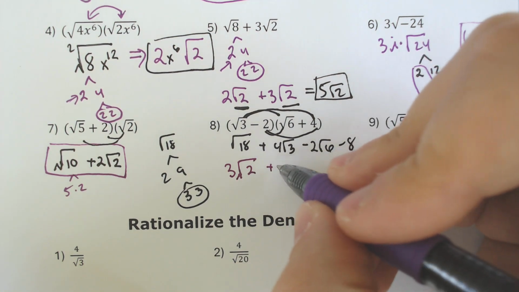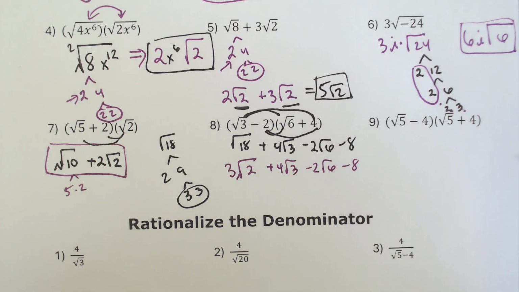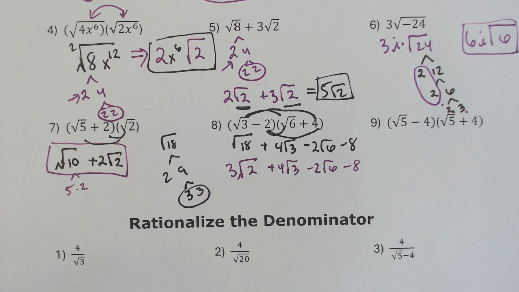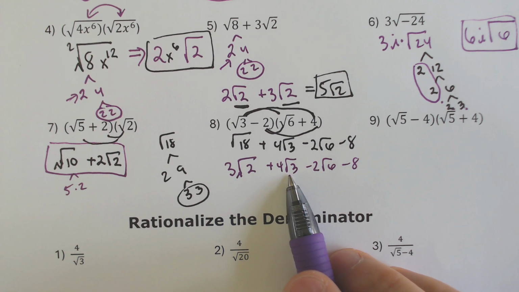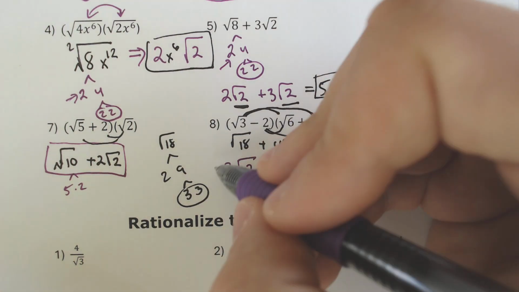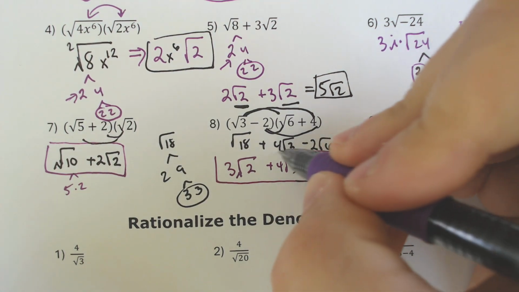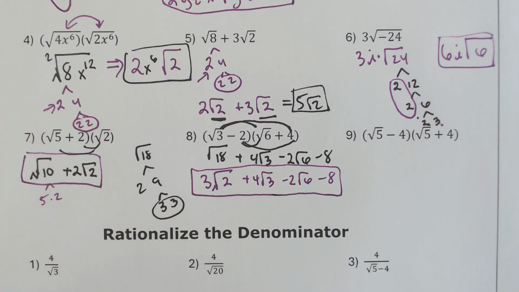And then we have plus 4 square root of 3 minus 2 square root of 6 minus 8. Does anything combine now? It was so close, but no. 2 and 3 don't combine. 6 doesn't break down. If you break down the 6, all you get is a 2 and a 3. So this ugly mess is all we can do. It was very close to combining, but it didn't happen.